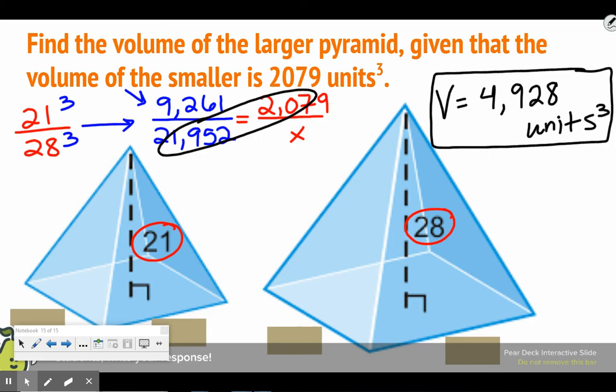Okay, so the main part when you're trying to find a volume or an area, you just have to make sure you're using the correct scale factor. Okay, you want to make sure that you are cubing them when we're dealing with volume. Okay, because we would not have come up with the same answer if I used 21 over 28.